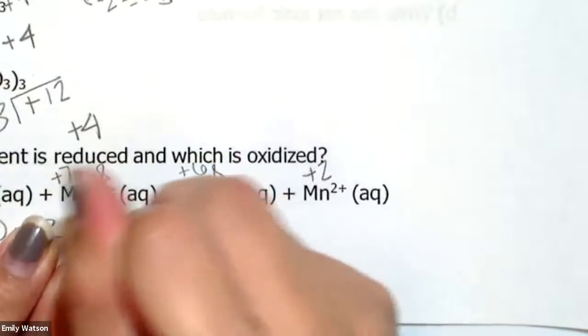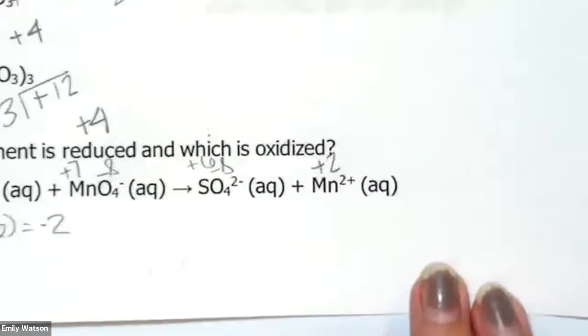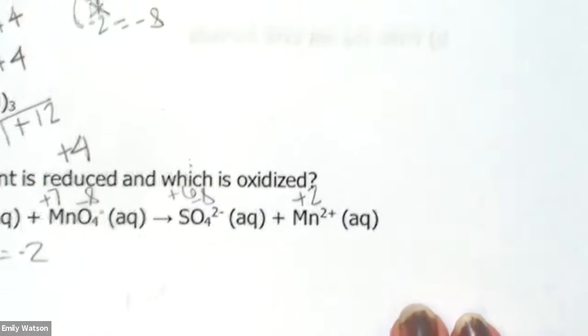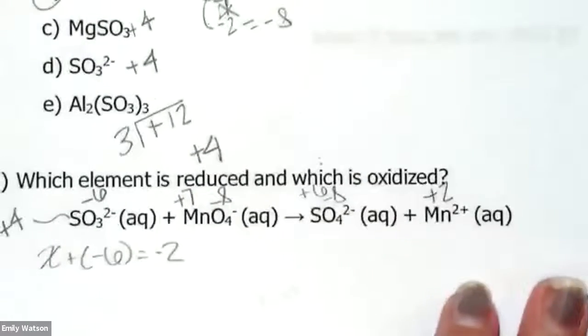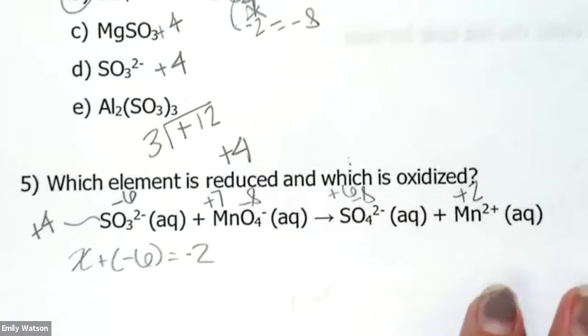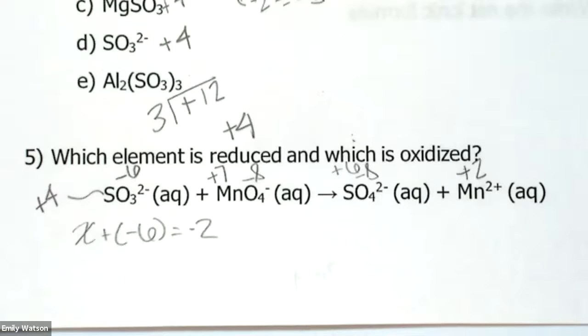If it's by itself and it has a charge, that's it. So it's 2 plus. Does that concept make sense to you guys on Zoom? You can just give a little thumbs up react. Okay, cool.